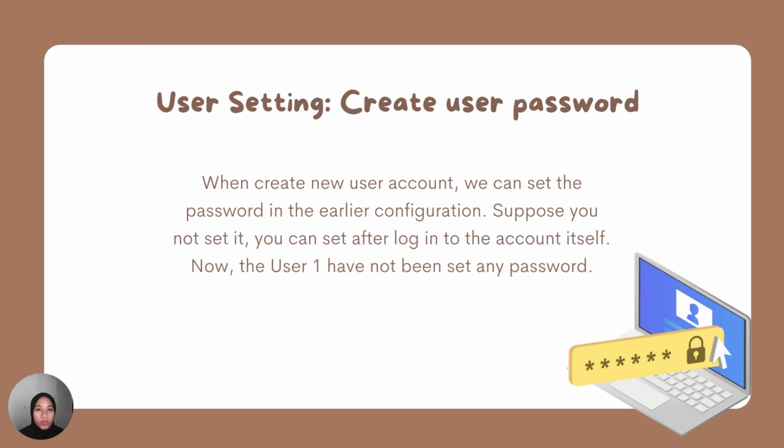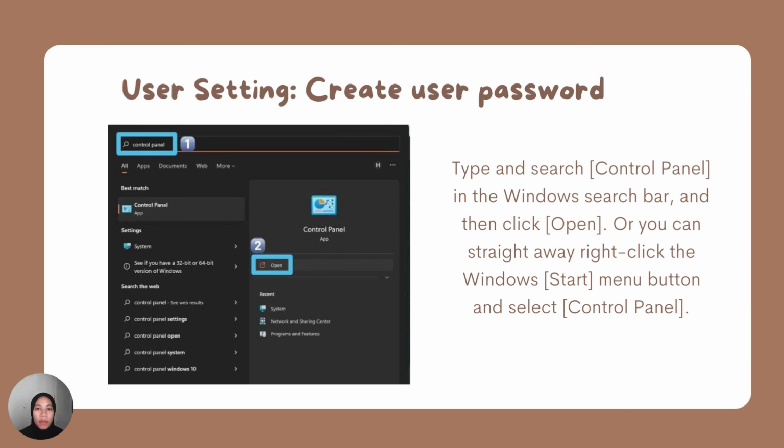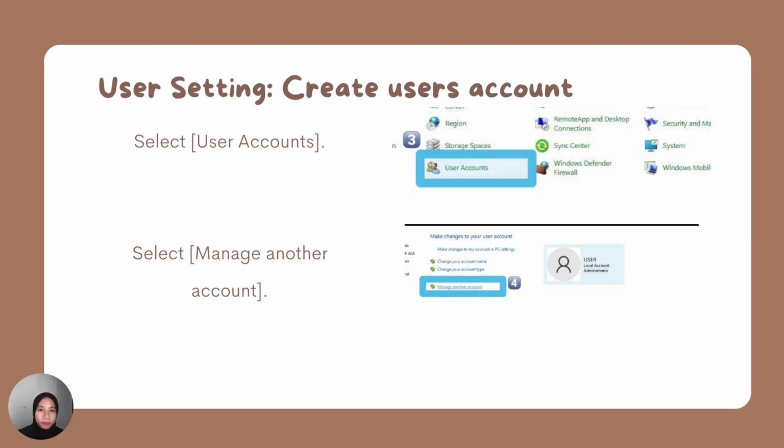Next is to create a user password. When creating a new user account, we can set the password in the earlier configuration. Suppose you did not set it, you can set it after logging in to the account itself. Now user 1 has not been set any password. So the first step is to type and search control panel in the Windows search bar and then click open, or you can straight away right click the Windows start menu button and select Control Panel.